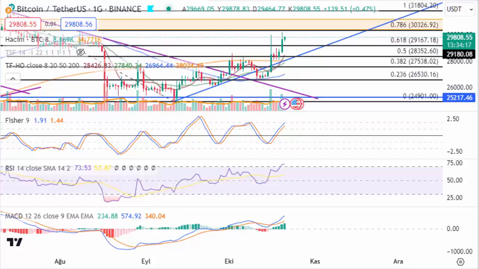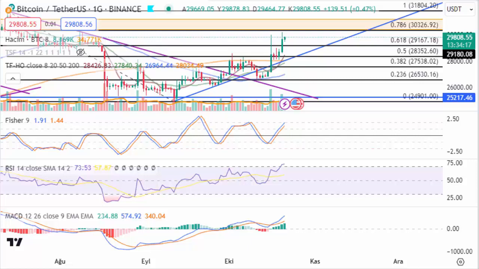The key point here is that we never want the 0.618 level to break to the downside. If such a breakout occurs, we could see a retracement down to the 0.382 level, which is approximately $27,538. So, we can say it might fall to this level. Of course, these comments are based on potential scenarios, not definitive outcomes.